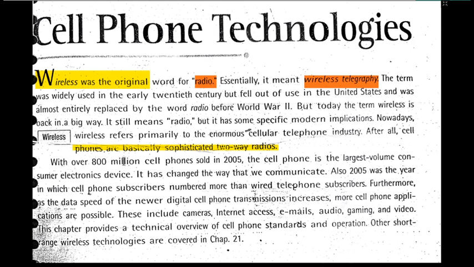With over 800 million cell phones sold in 2005, you can say that the major development of the 21st century was underlined by the cell phone and its peripheral devices. Cell phone transmission has increased, and more applications are possible, including camera, internet access, email access, audio, gaming and video, and many more.